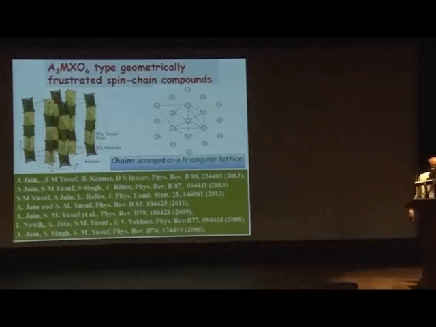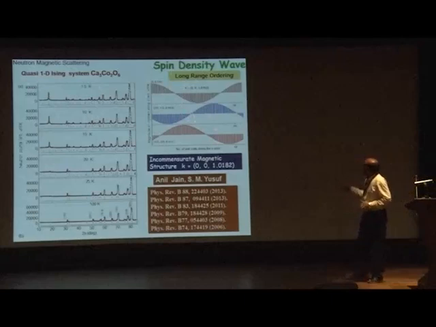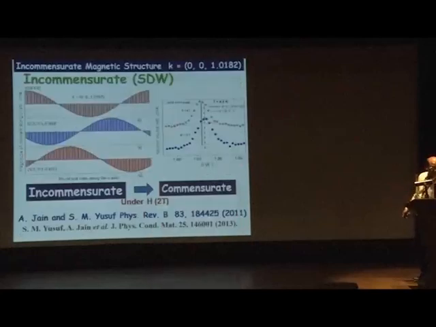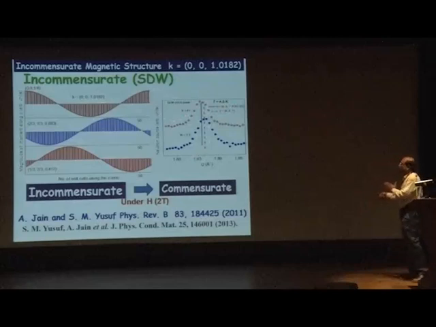I will not talk much about this system except saying that by doing neutron diffraction experiments, we could show the spin density wave for this kind of system, with an incommensurate magnetic structure. This is the propagation vector. This was carried out by my colleague Anil Jain. But when you apply the magnetic field, this incommensurate structure goes to the commensurate, from this value to 001. So the magnetic field shifts this system from incommensurate to commensurate at about 2 Tesla magnetic field.